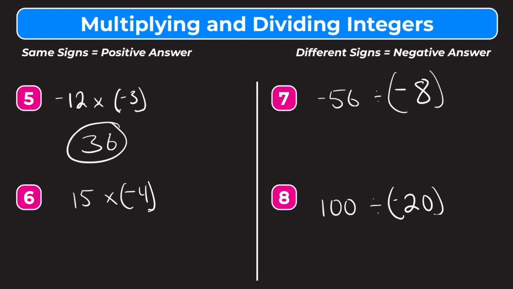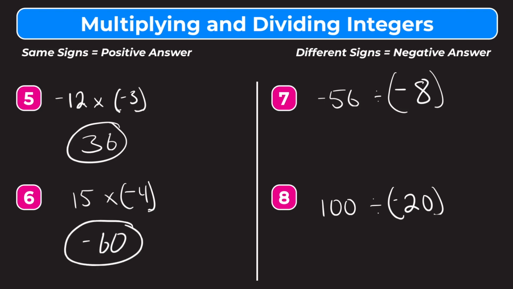Number 6, we have a 15 times -4. So 15 times 4, that would be 60. Go back and look at the signs of our original numbers. We have a positive 15 and a -4. So different signs equals a negative answer. So we put a negative sign there, -60.